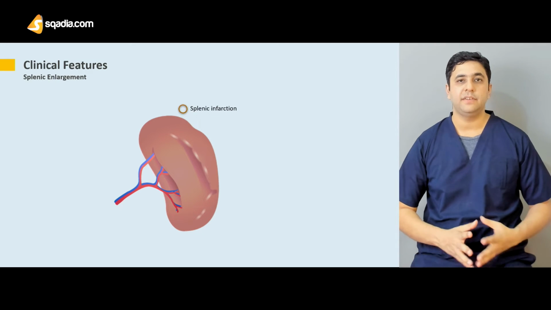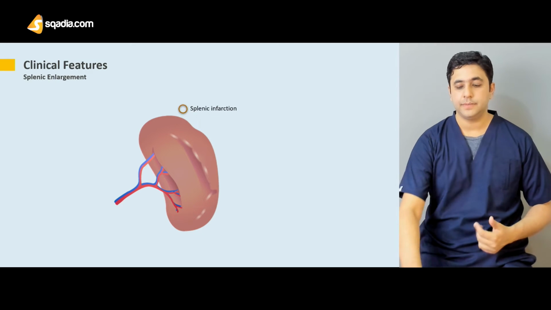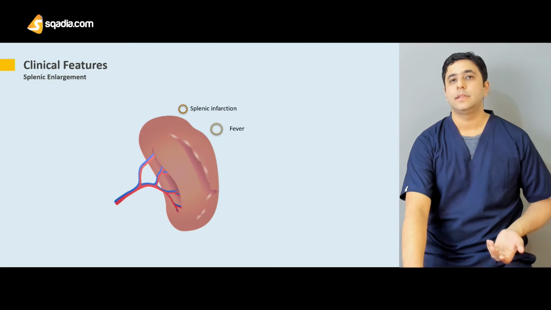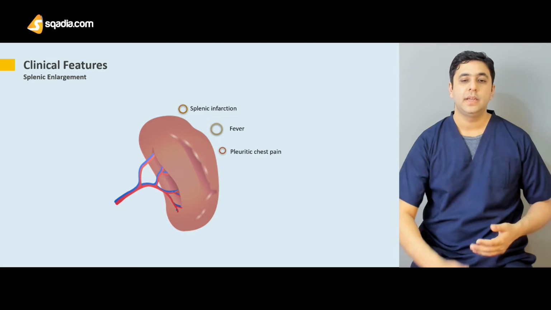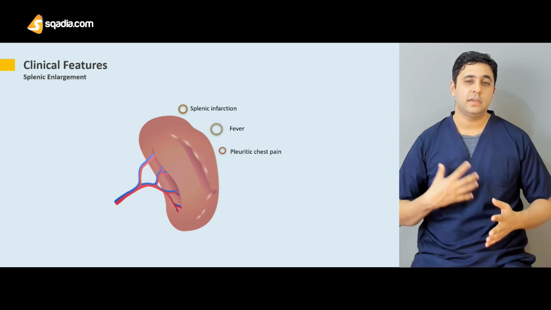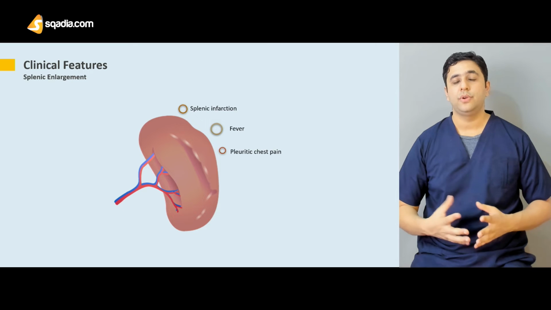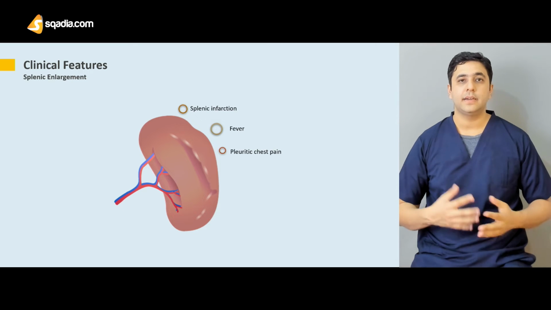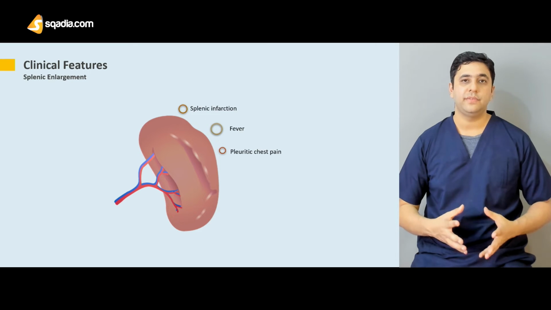Splenic enlargement causes problems because, with the increased size of the spleen, the blood supply to it can be compromised, leading to splenic infarction, and this can be a medical emergency. It can also lead to other non-specific symptoms like fever. If the spleen is greatly enlarged, it can cause pleuritic problems like pleuritic chest pain. It can lead to the development of pleural effusions.